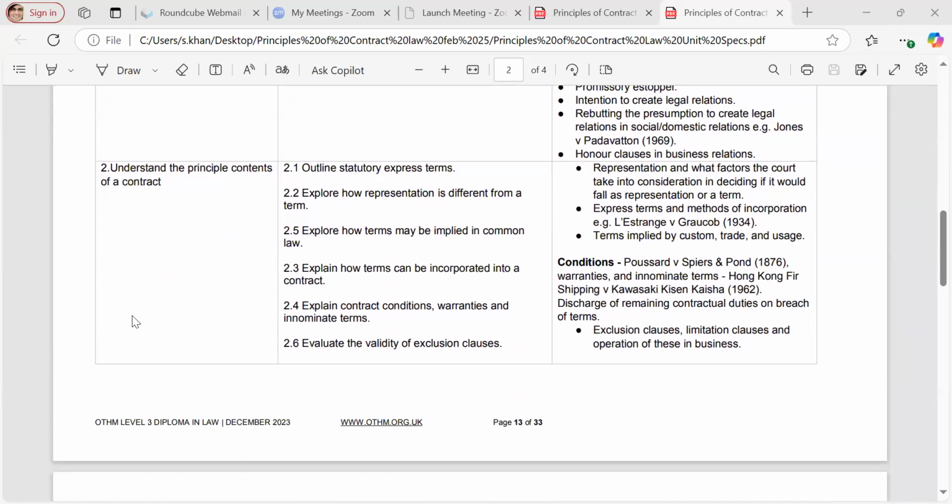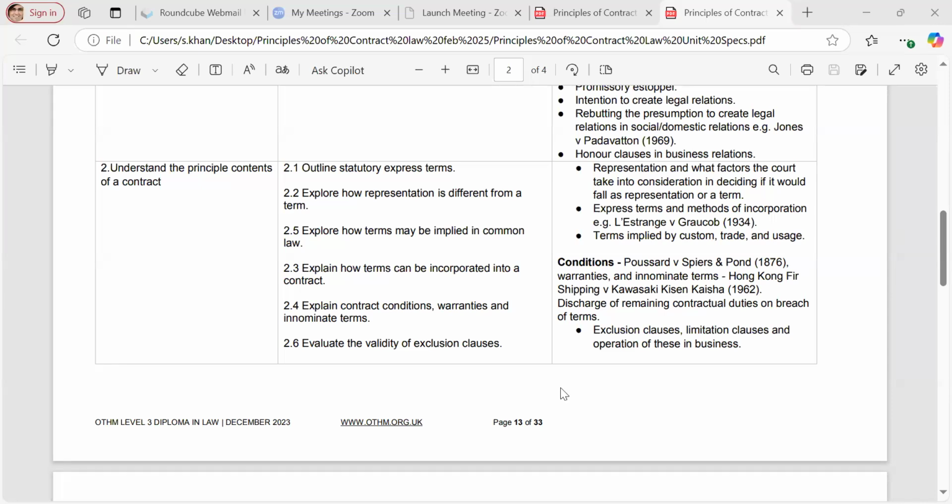The next learning outcome is learning outcome 2, which we'll look at understanding the principal contents of a contract. 2.1 will outline statutory express terms. 2.2, explore how representation is different from a term. 2.3, to explain how terms can be incorporated into a contract. 2.4, to explain contract conditions, warranties, and innominate terms. 2.5, to explore how terms can be implied in common law. And 2.6, to evaluate the validity of exclusion clauses.